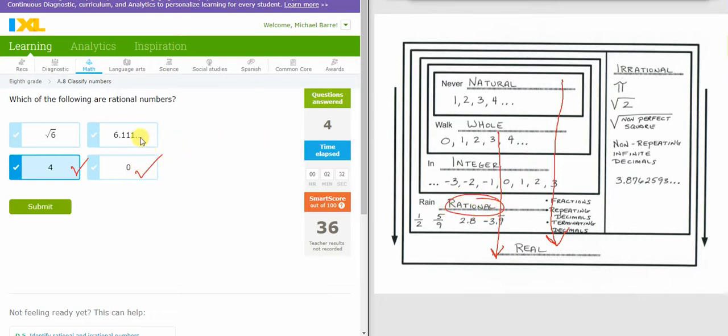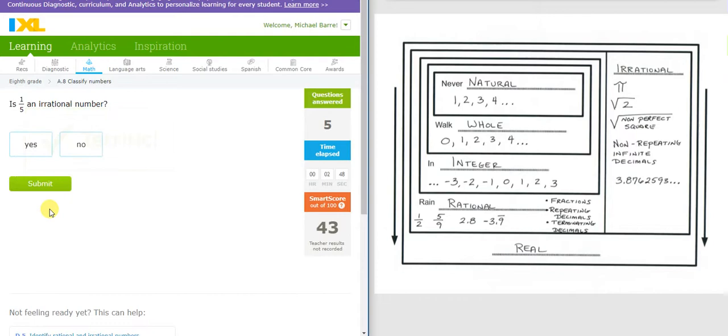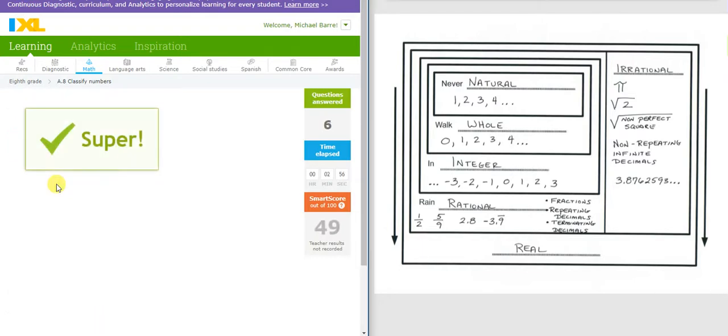This guy, he's rational. Square root of 6. Now, is square root of 6 rational? No, square root of 6 is irrational. Okay, so let's get those guys. That was yes, and that's irrational. Is this guy irrational? No, he's rational. Look, he belongs down here in the fractions. Is it irrational? No, it's not irrational.